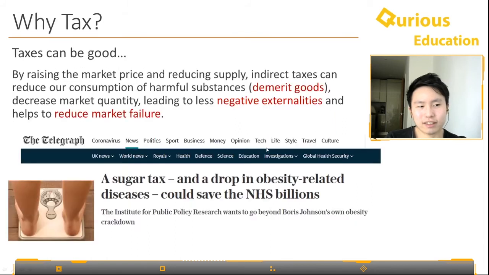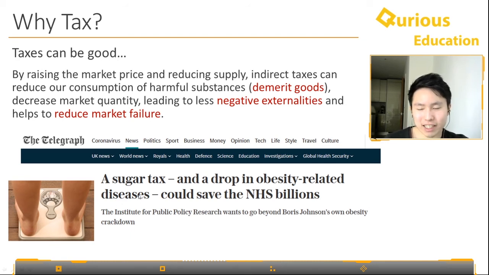Okay, so we've explained that. So why tax? Why does the government want us to pay more money? So taxes can be good sometimes, and that's because when we reduce supply, it can reduce our consumption of harmful substances. So if it's more expensive, due to the tax, we'll tend to buy less demerit goods or harmful goods. So you can think of things like alcohol or cigarettes. So these are kind of harmful to our body, right? And as a result, we will be able to kind of protect the consumers by levying a tax on a particular good or service. So this would help us reduce negative externalities, which we would cover tomorrow, and reduce market failure.